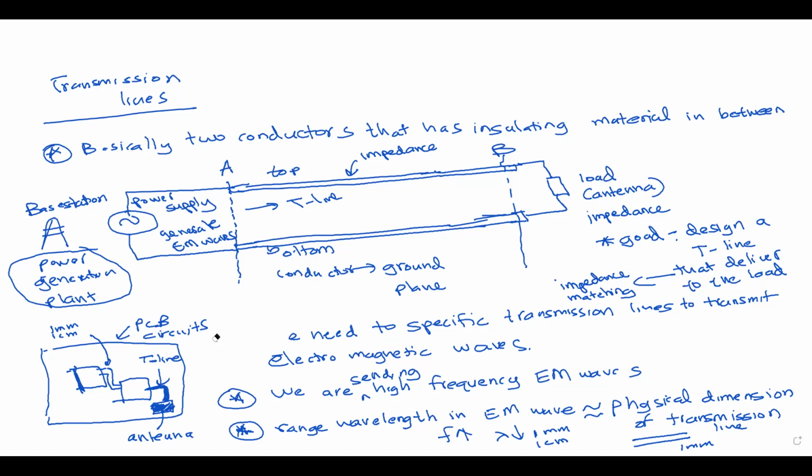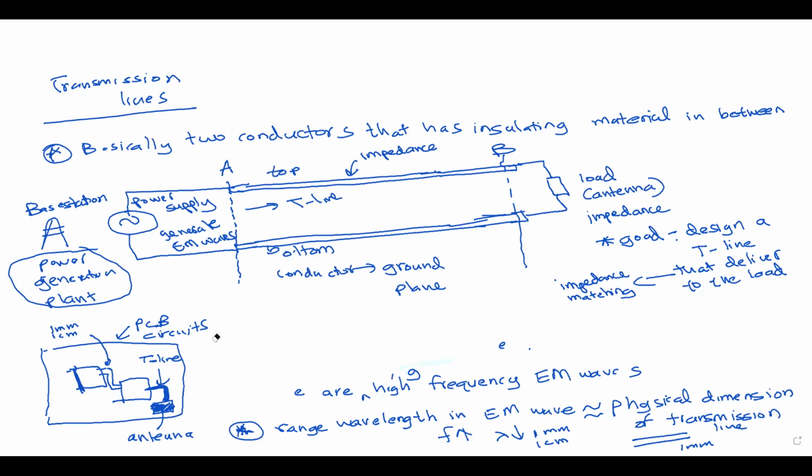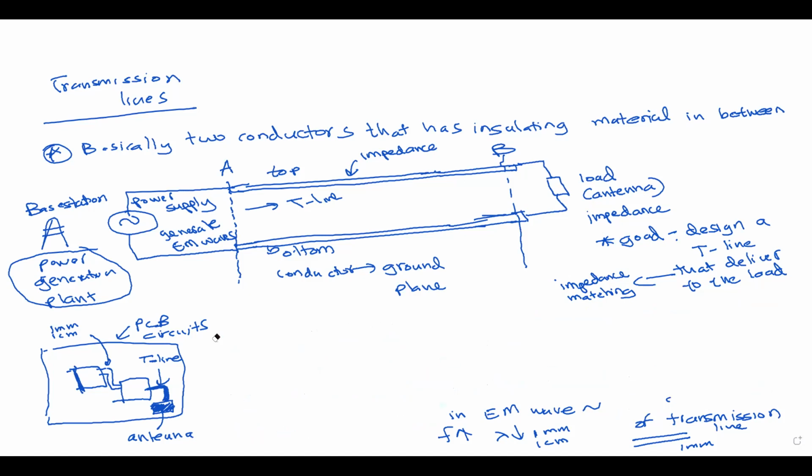Okay, so that is the basic idea about the transmission line. Before discussing impedance matching, I will explain the parameters of the transmission line, how we can define the impedance of the transmission line, and how we can find the impedance at any point in the transmission line. Those are the parameters that we will use to match the impedance of the transmission line to the load.